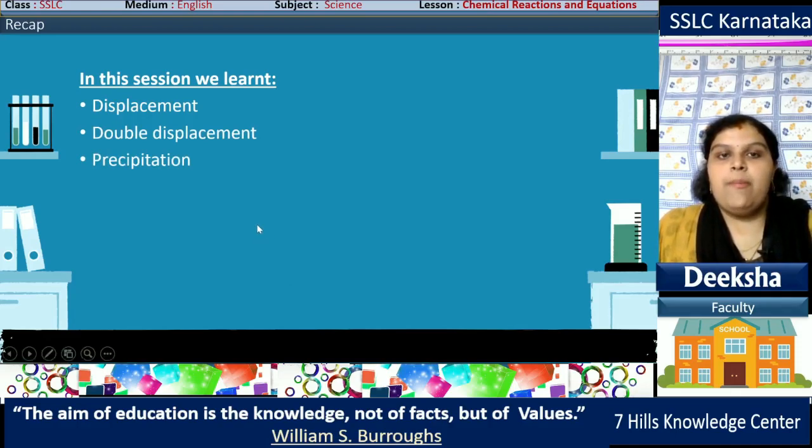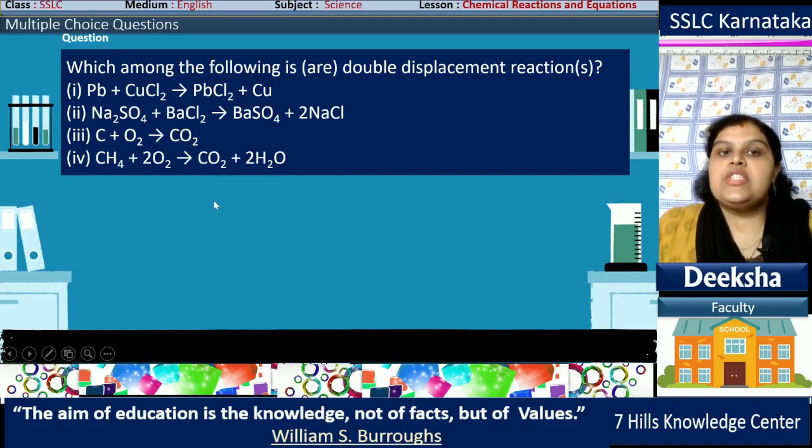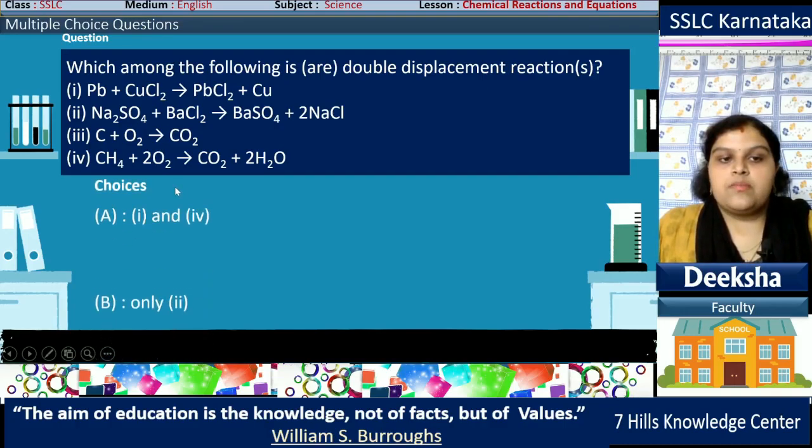Next comes our usual part, that is multiple choice questions. The first question is, which among the following is or are double displacement reactions? The options are Pb plus CuCl2 gives PbCl2 plus Cu. Na2SO4 plus BaCl2 gives BaSO4 plus 2NaCl. C plus O2 gives CO2. CH4 plus 2O2 gives CO2 plus 2H2O. The choices are A 1 and 4, B only 2, C 1 and 2, D 3 and 4.